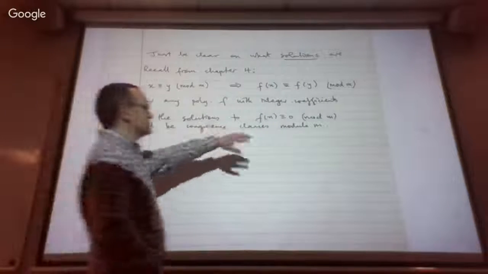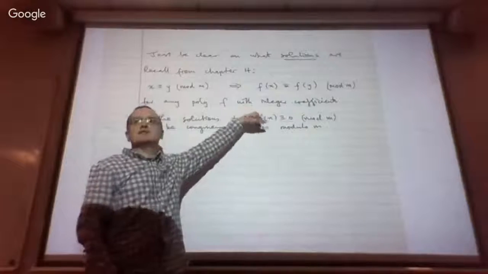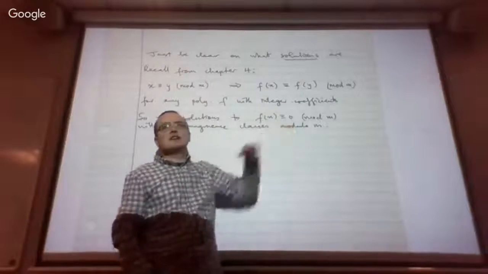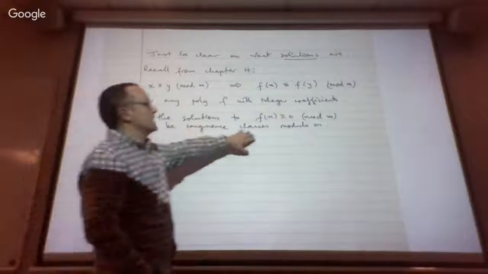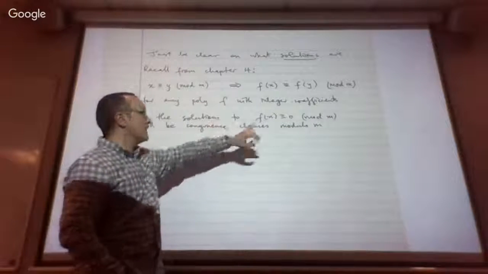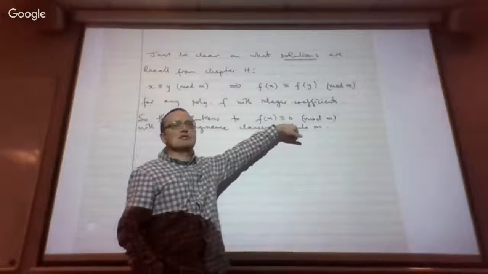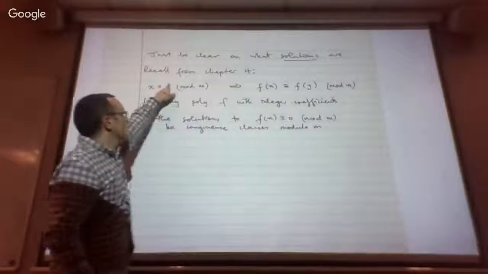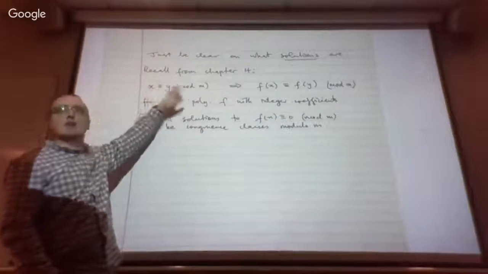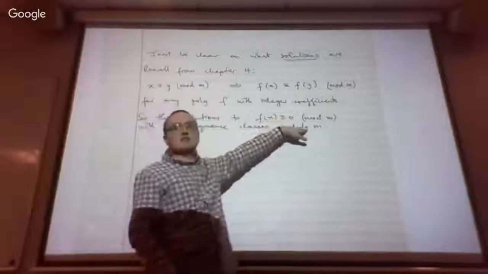So on the one hand, the solutions will be individual integers. So we might find that x equals 1 is a solution of this, or x equals 4 is a solution of this. Okay? But really, what we're discovering will be whole congruence classes modulo n as being solutions. Okay? So if we do find that, say, x equals 1 is a solution of this, but this result from chapter 4 tells us, well, if we take any other number that's congruent to 1 modulo n, that will also be a solution of it.